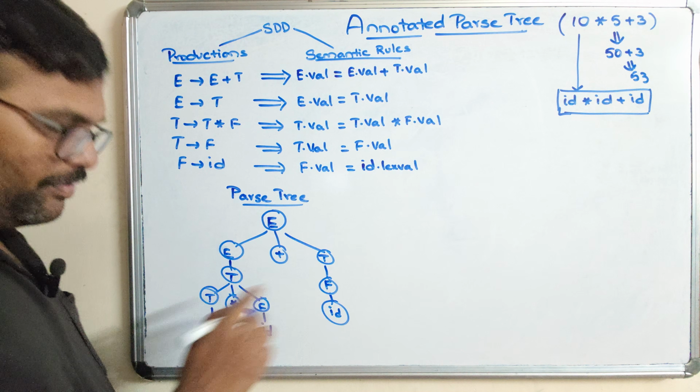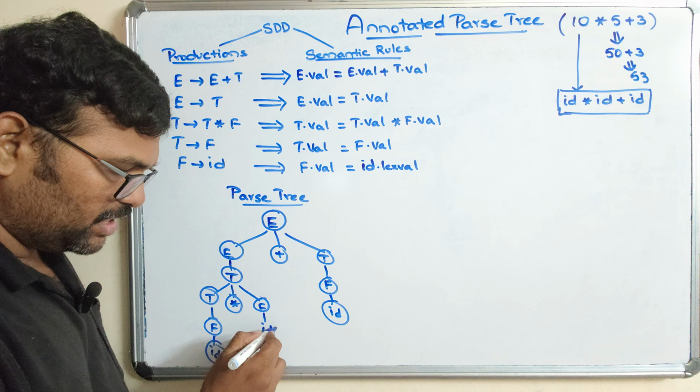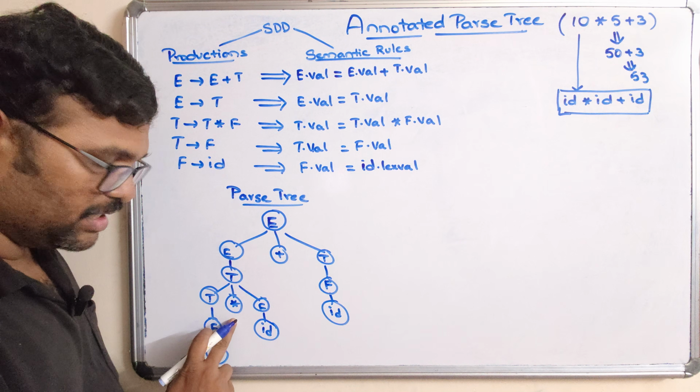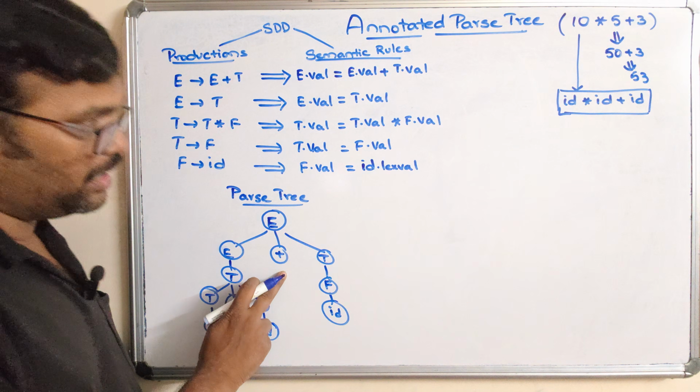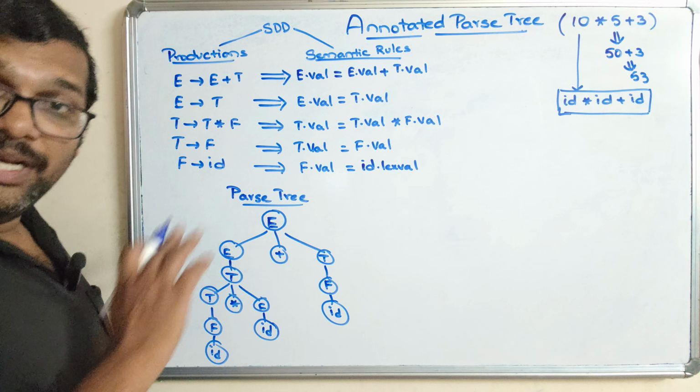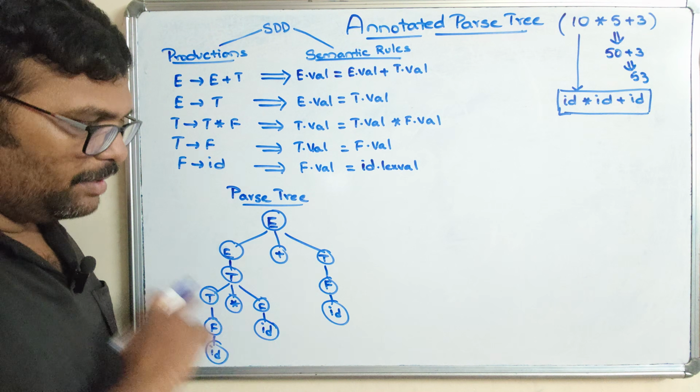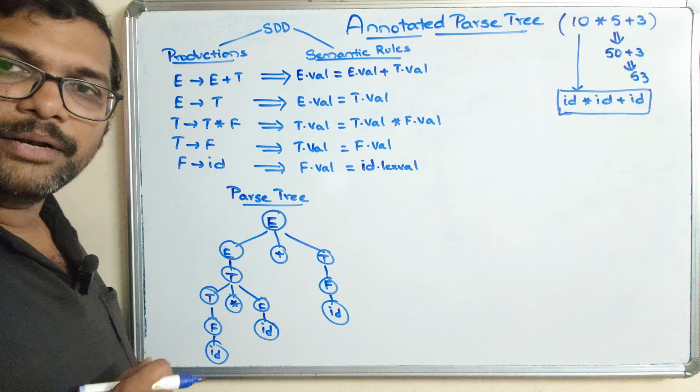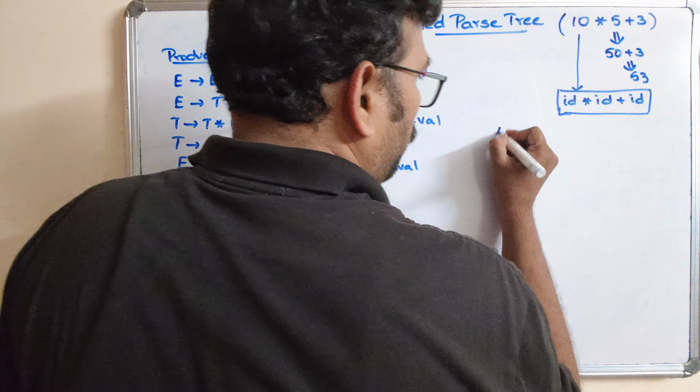What are the leaf nodes? id, which is a terminal, id, a terminal, star, a terminal, plus, a terminal, id, a terminal. So leaf nodes are the terminals, and intermediate nodes are non-terminals. Now, what is an annotated parse tree?